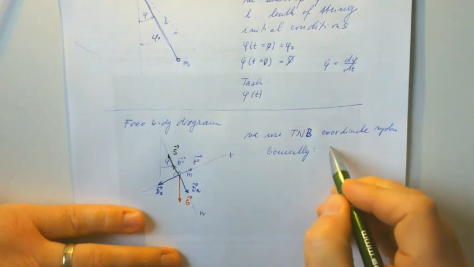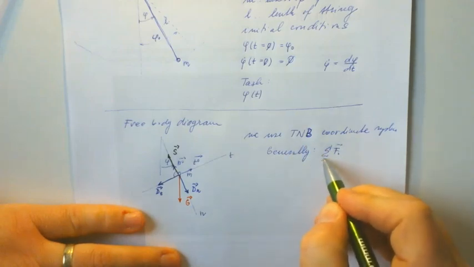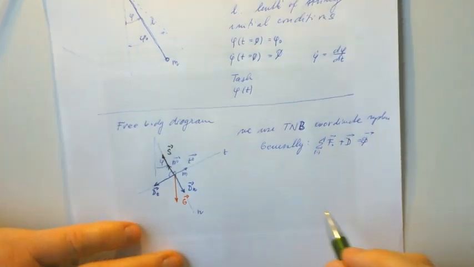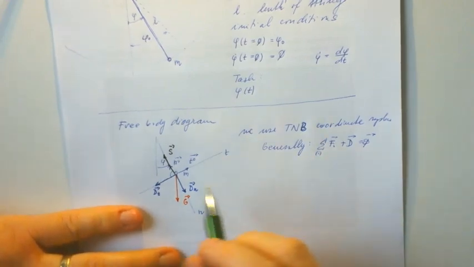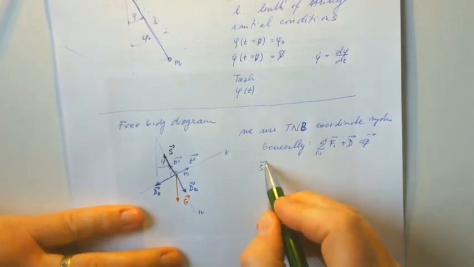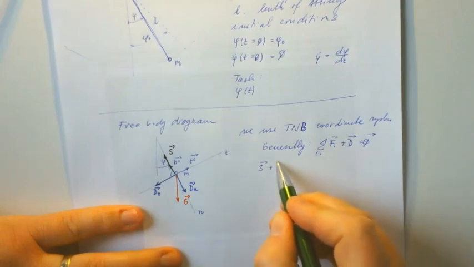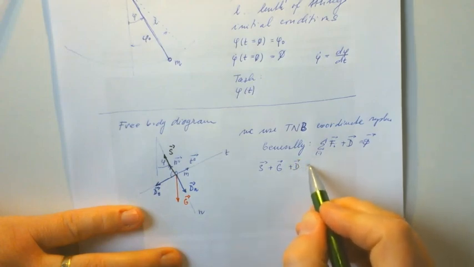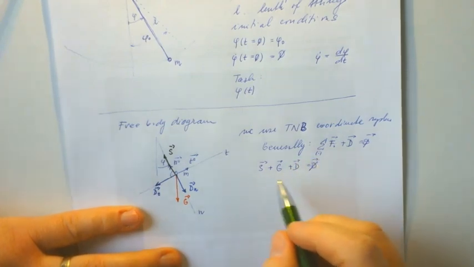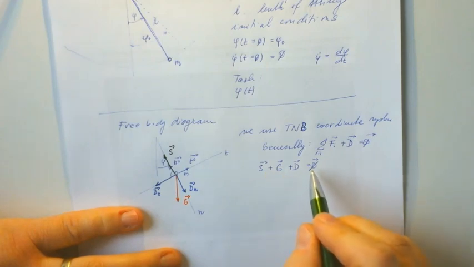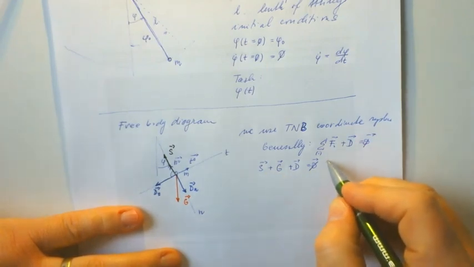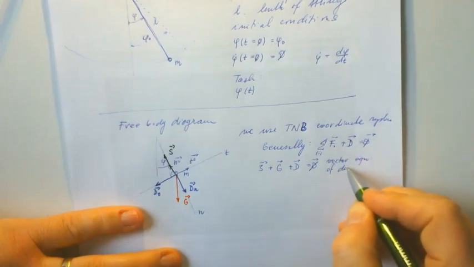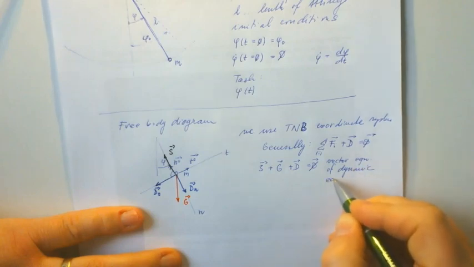And generally we can say that sum of all forces plus D is equal to 0. And which forces are there? There is force S, there is force G, and that's all, plus D is equal to 0. This is a vector equation of dynamic equilibrium.